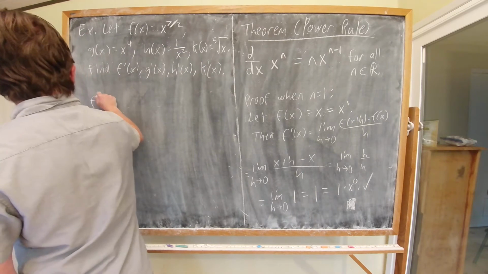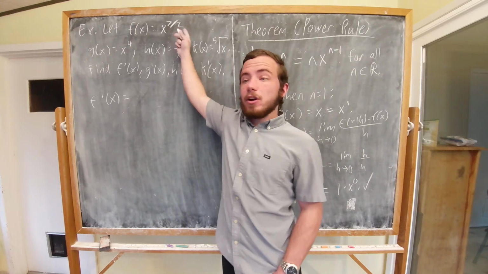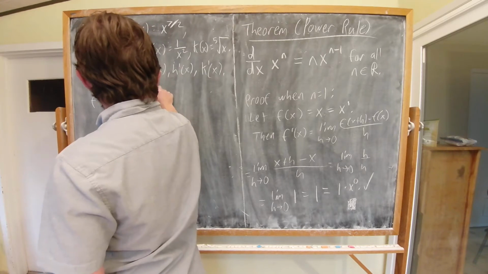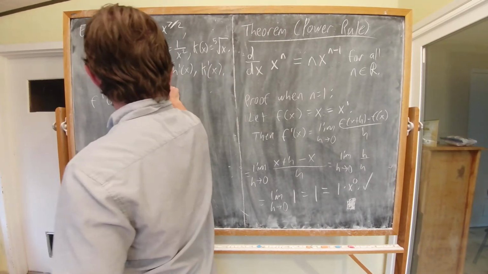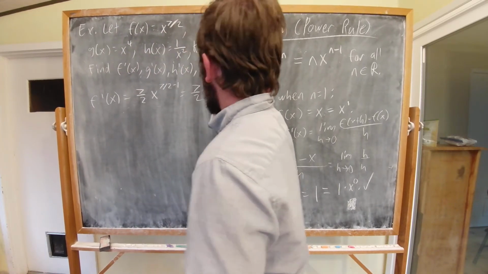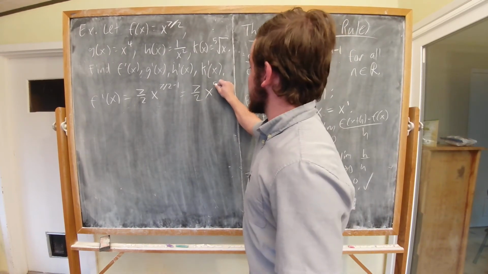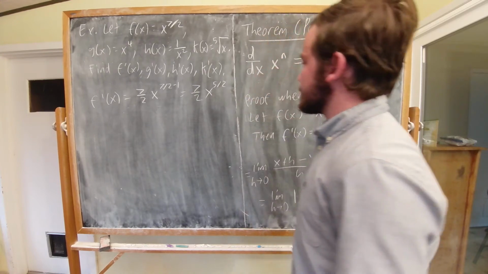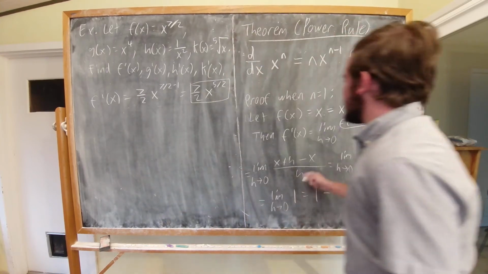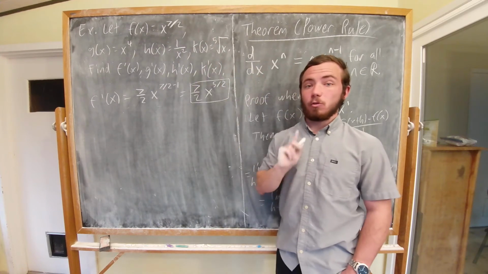Okay, well, f prime of x is equal to, we have x to the 7 halves, so we're going to pull the 7 halves in front, times x to the 7 halves minus 1. 7 halves minus 1 is 7 halves minus 2 divided by 2. So we have x to the 5 halves power. Boom. And that is f prime of x. Again, directly applying power rule. 7 halves got pulled in front, and then we subtracted 1 from it.